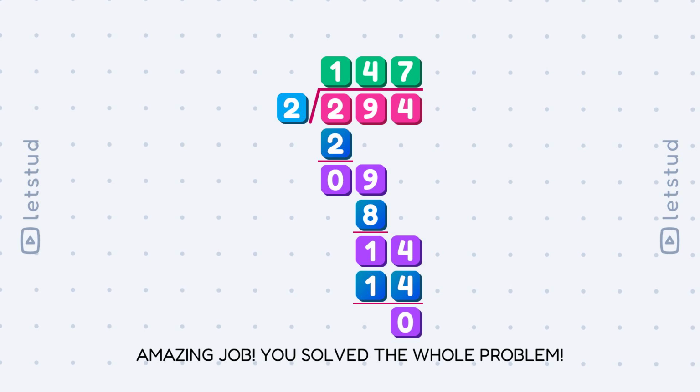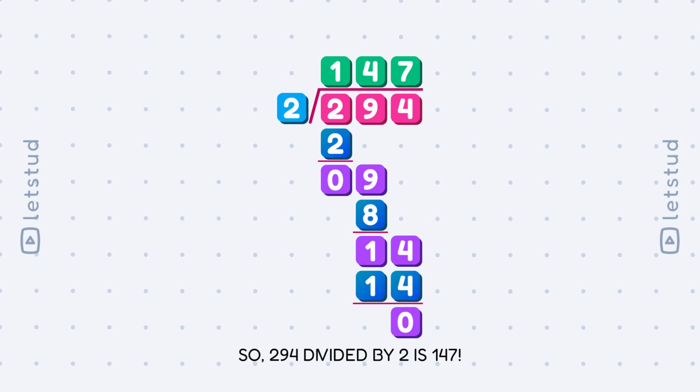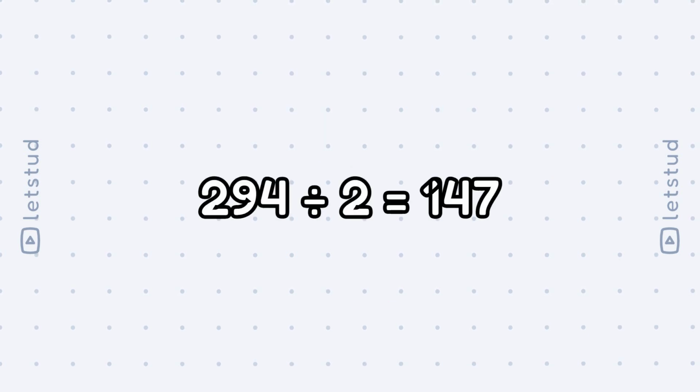Amazing job, you solved the whole problem. We've divided 294 by 2, look at that awesome answer. So 294 divided by 2 is 147. We did it! We conquered 294 divided by 2 step by step. Remember, every problem is just a puzzle waiting for you to solve. Keep practicing and you'll become a math magician.